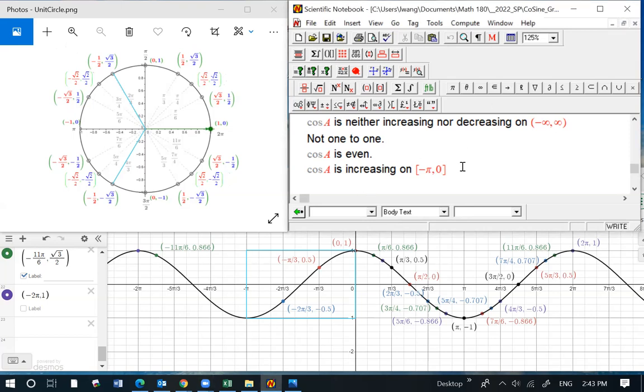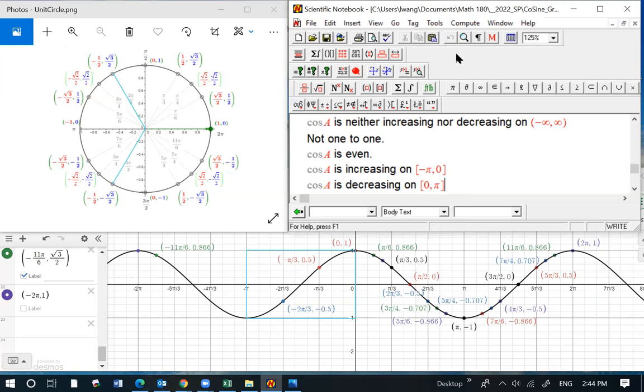And we can also say cosine A is decreasing on the next interval, between 0 to pi. If it's increasing or decreasing, these are intervals where the function is 1-to-1. Cosine is 1-to-1 on each one of these intervals. So you can keep going.